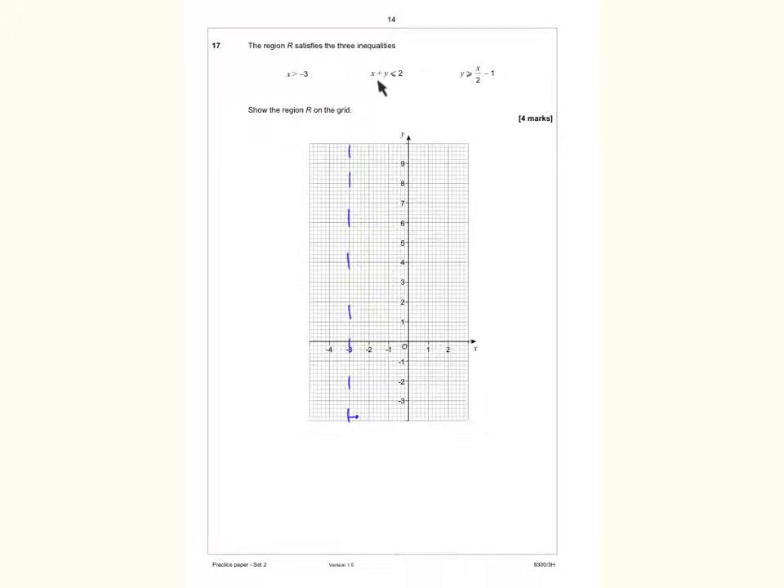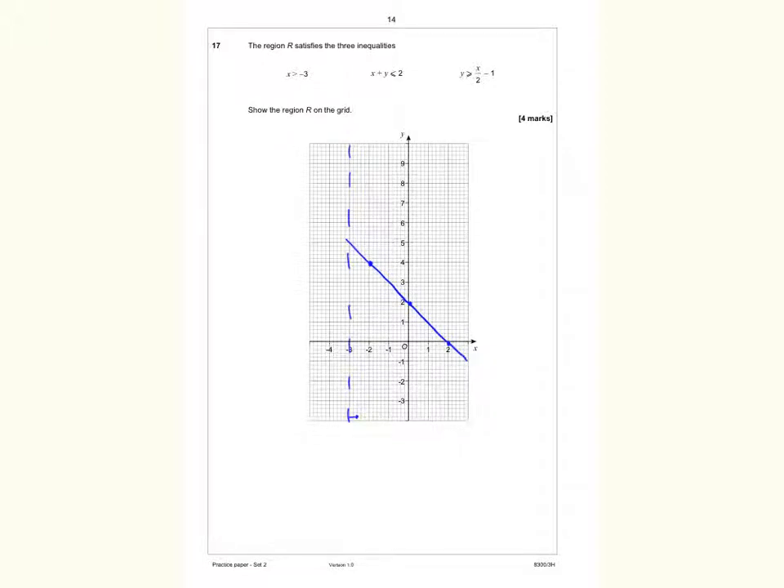Now for the next inequality, x plus y is less than or equal to 2. The boundary line would be x plus y is equal to 2, and that would be a solid line because it can be equal to 2 here as well. So we can say x is 0, y would be 2 because 0 add 2 is 2. Or y could have been 0 and x 2, okay? Or we could have x is negative 2, y is 4, okay? And that's 3 points. I can use my ruler and draw a line through them, okay?